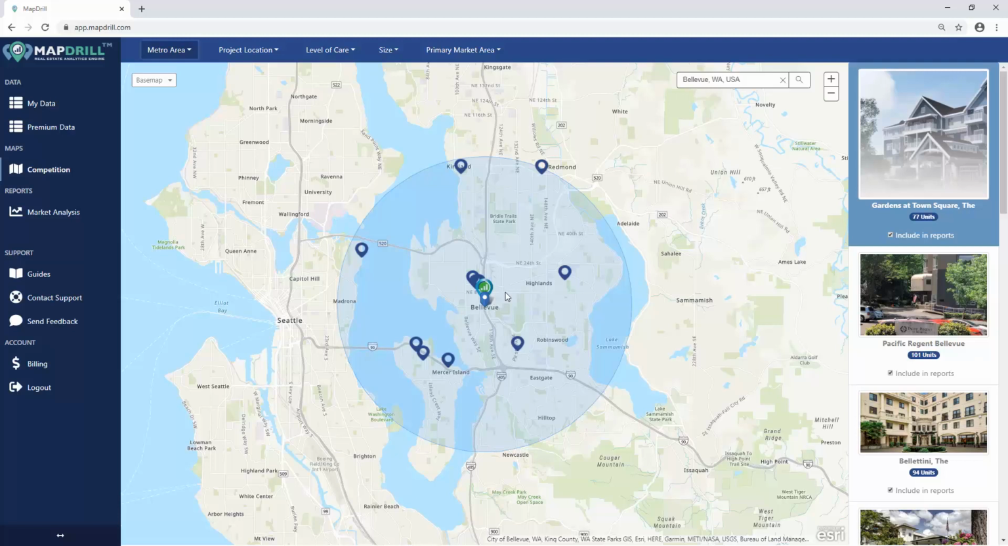Quick demo on the app. You basically go from left to right across the top here. First thing you do is pick the metro region database that you want to use. We have Seattle unlocked. It's free. Go ahead and look around.